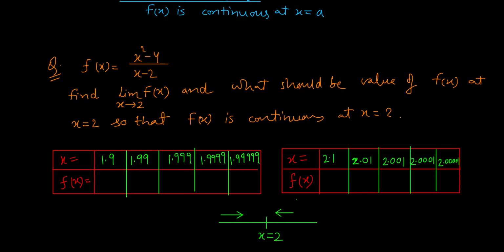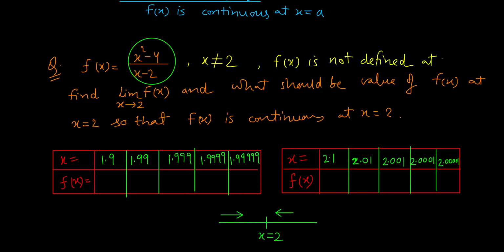Okay, now we will find the value of this function, x square minus 4 upon x minus 2. You can note here that the function is not defined at x equal to 2, because if you put x equal to 2 in this function, it will make the denominator 0 and the function undefined. So we can't put x equal to 2. So you say that f(x) is not defined at x equal to 2.